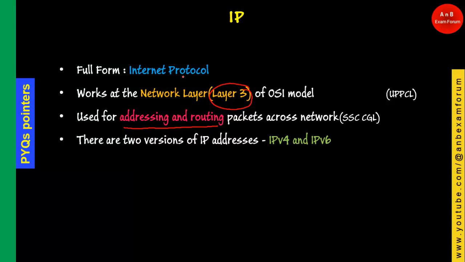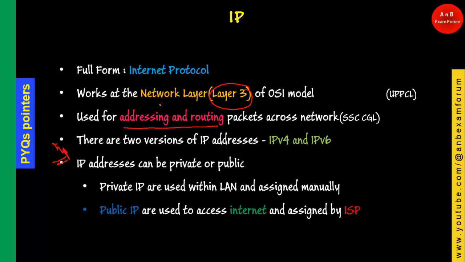Okay, there are two versions, IPv4 and IPv6, which is very important for any exam. Since IP address is a common terminology, these are basically network layer concepts. Okay, and the IP address can be private or public. As the word itself suggests, private IP is going to be used within the LAN, and it should be assigned manually. Whereas public IPs, which are used to access the internet, are assigned by the internet service provider.